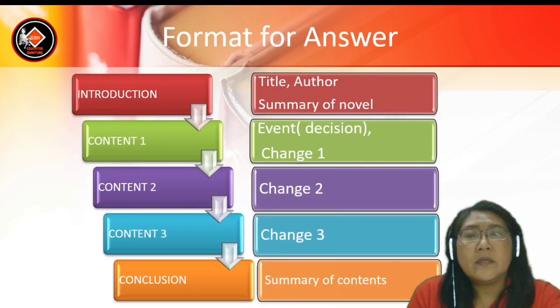Now let's look at the format for the answer. You need to have the first paragraph, which is the introduction. You have to write the title, the author, and a summary of the novel. Then in paragraph 2, you can use content 1. You must mention the event or the decision and the first change. Then go to the next paragraph, where you use content 2 and write the second change. The next paragraph, which is paragraph 4, has change number 3. And then the last paragraph, which is the conclusion, you can write the summary of your contents.